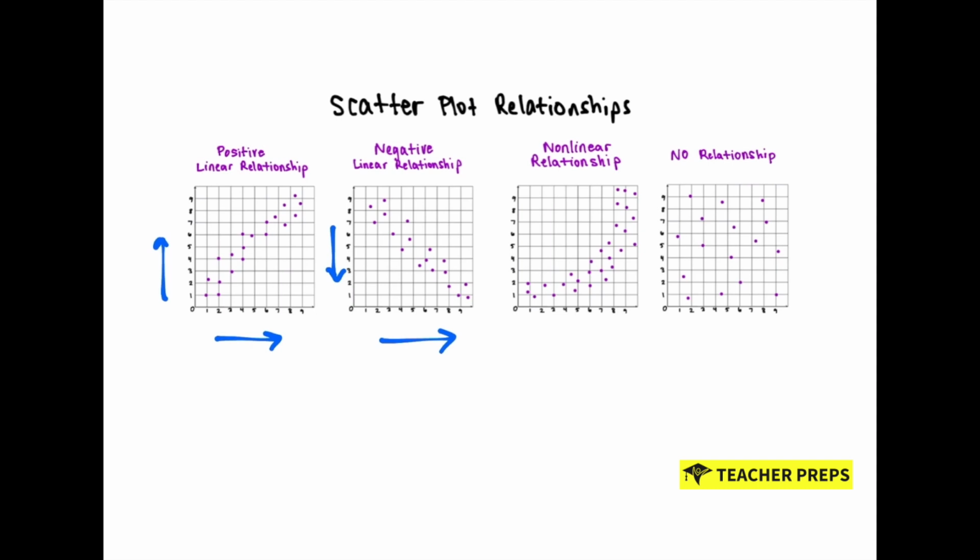Next is a nonlinear relationship. What that means is that there is a relationship, but it's not linear. Graphing cubic relationships would be an example of a nonlinear relationship. And then there are scatter plots that show no relationship. An example would be the amount of money in your bank account and how many hours you slept that night.